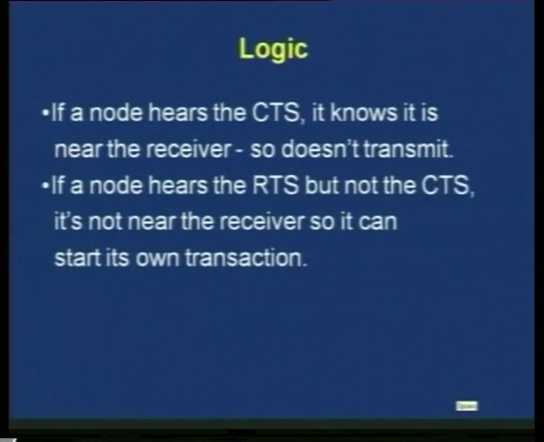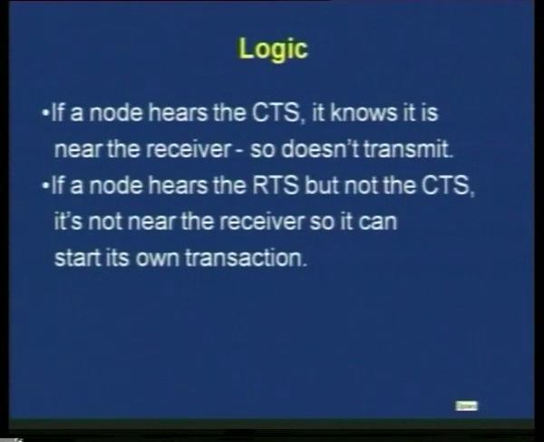Then if a node hears the RTS but it does not hear the CTS, which means it is not near the receiver but it is near the transmitter, so now it can start its own transaction. This takes care of our exposed node problem. Remember what happens in the exposed node problem? I could have transmitted but I did not transmit.